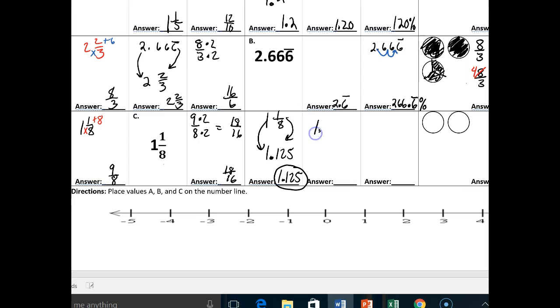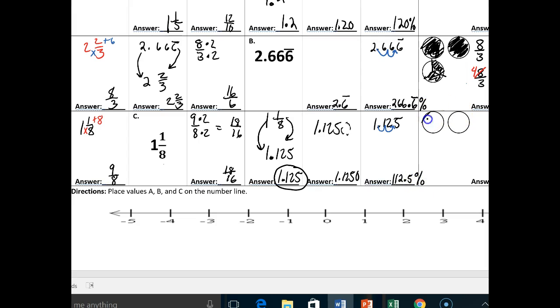So 1.125. What's another decimal that's the same? I just add in a 0. 1.1250. Now 1.125. Start from the decimal place. Only move twice. Once, twice. Nice and neat, just like I did. So you get 112.5%. Put the percent sign.